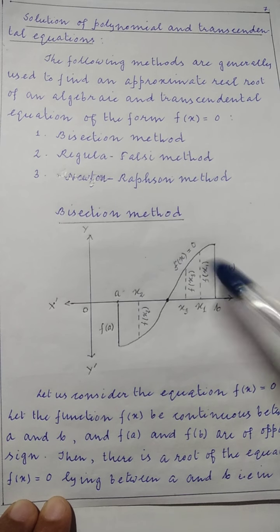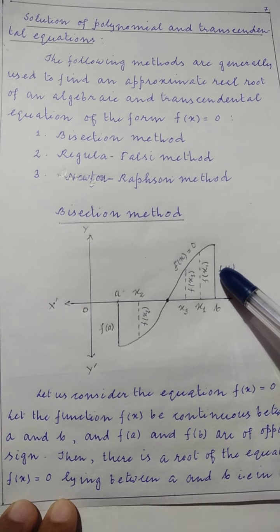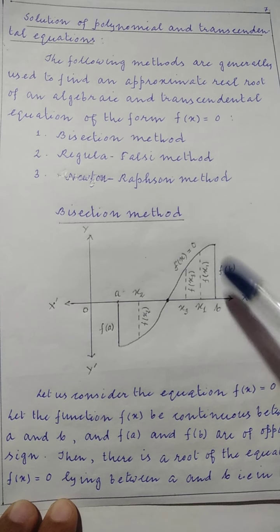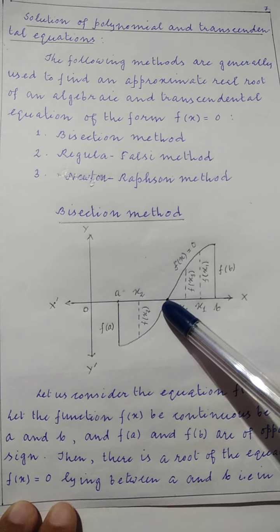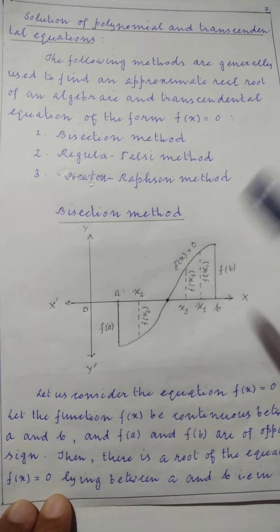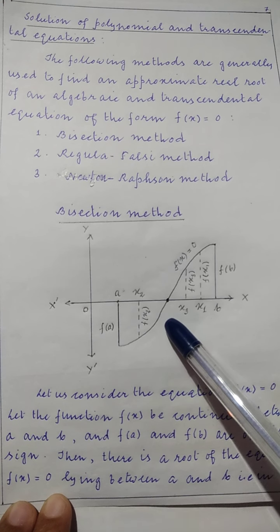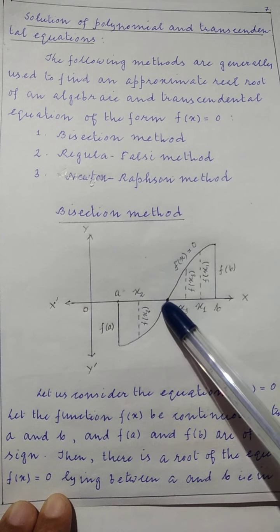So what is the meaning of this? If f of a and f of b are of opposite sign, then there must be at least one root of the equation. Here we have considered this curve touching the x-axis at this point, so for the equation f(x) is equal to 0, there is at least one root. Now our target is to find the root of this equation.